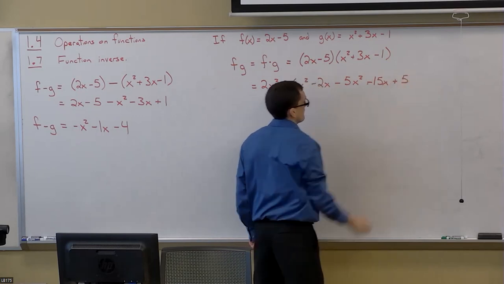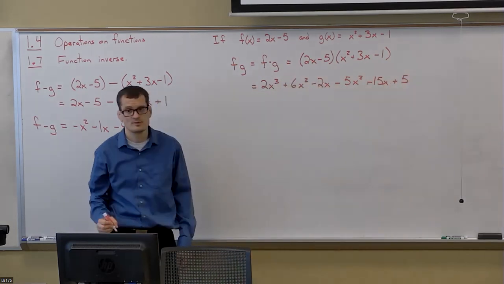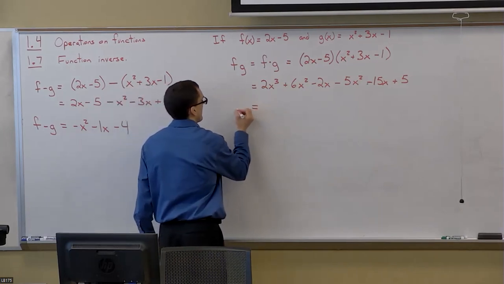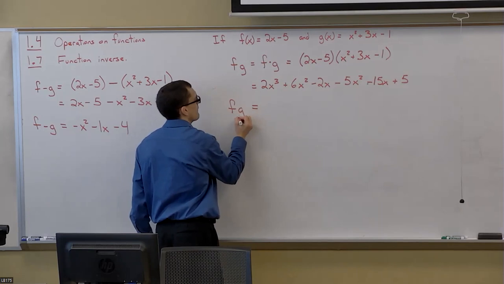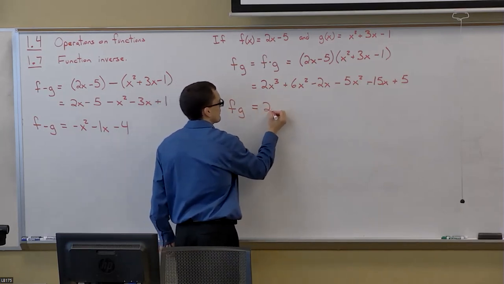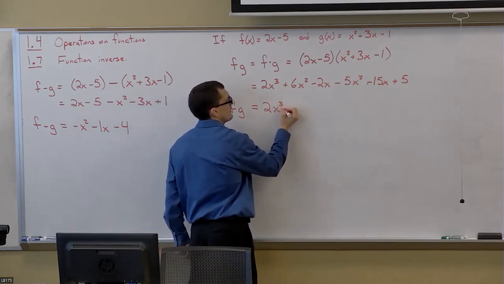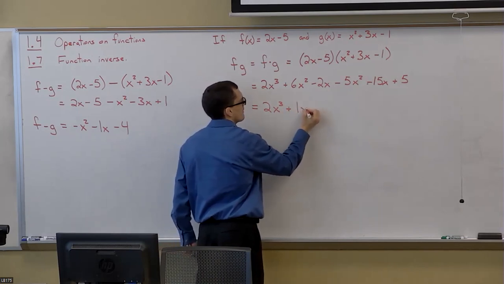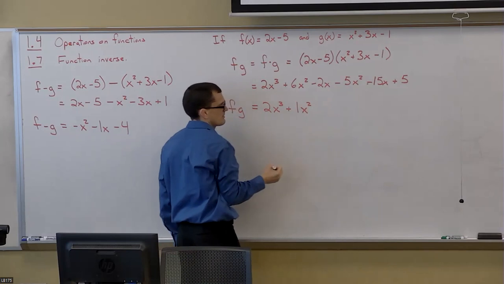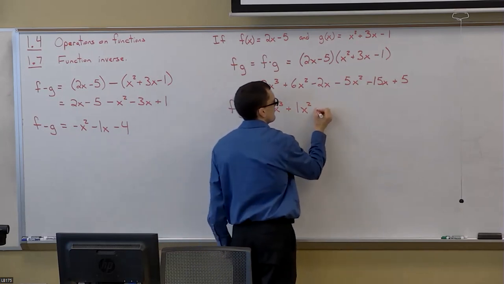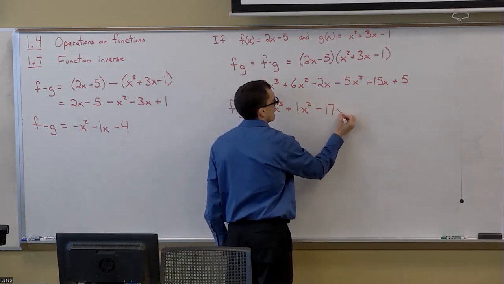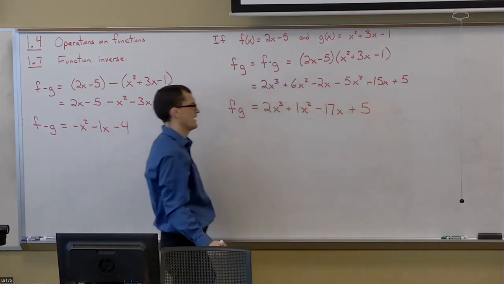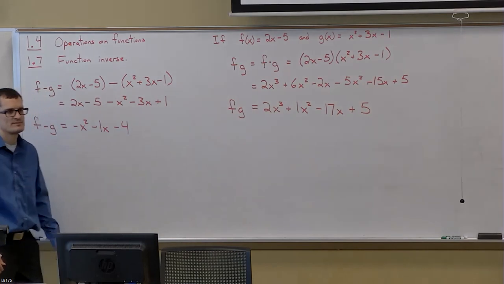And then you combine like terms to simplify. So f times g is equal to 2x to the third plus 1x squared, or just x squared, minus 17x plus 5 when I simplify that.